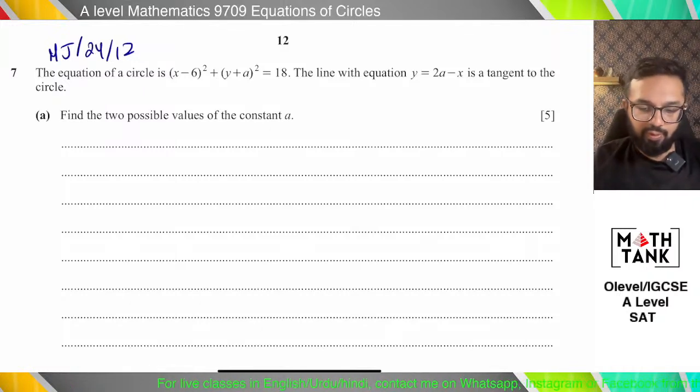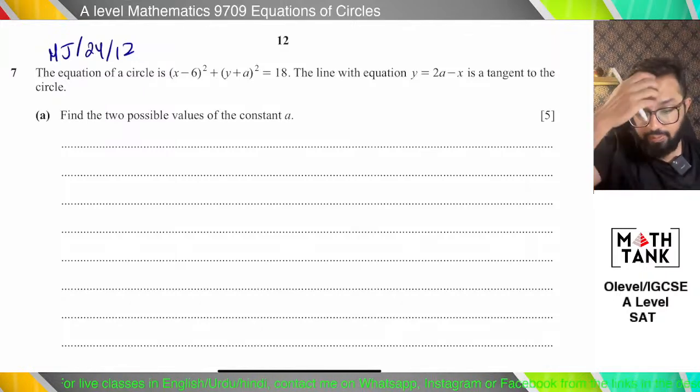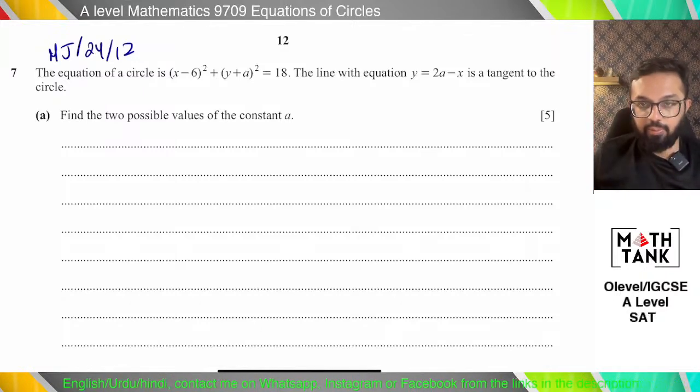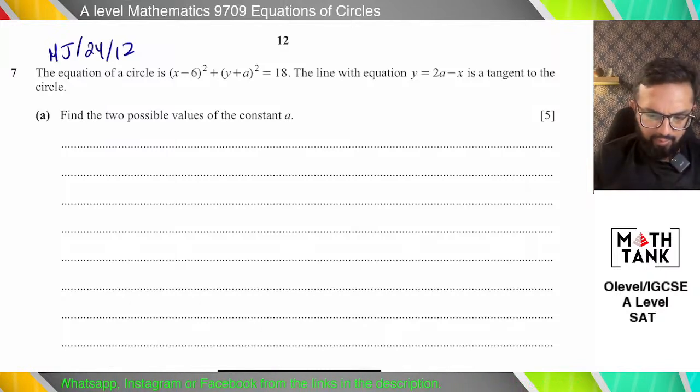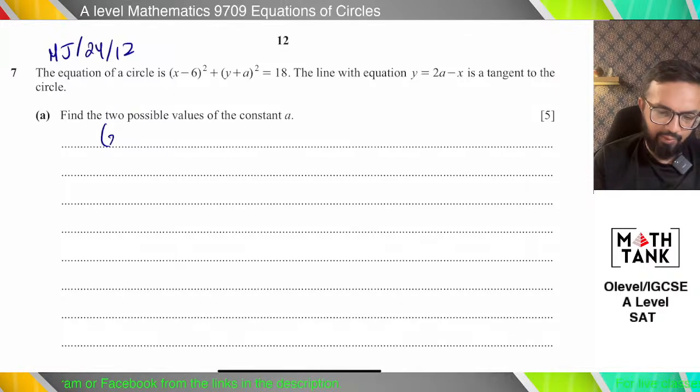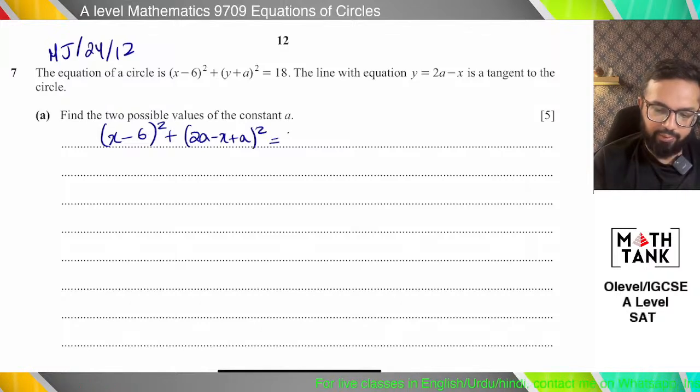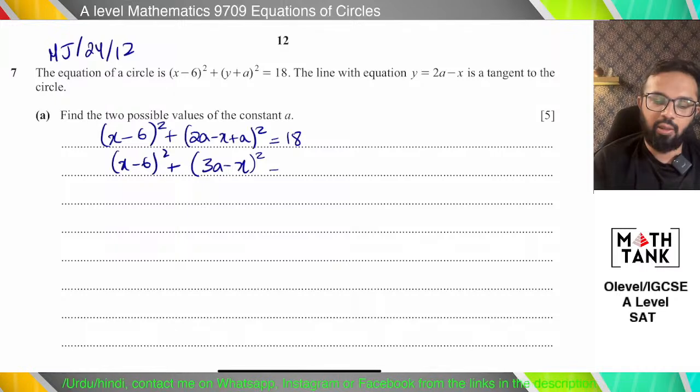Okay, the equation of a circle is (x − 6)² + (y + a)² = 18. The line with equation y = 2a − x is a tangent to the circle. So again, sort of a quadratics question here. (2a − x + a)² = 18. So I get (x − 6)² + (3a − 6 − x)² = 18.